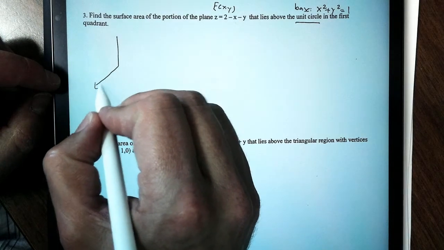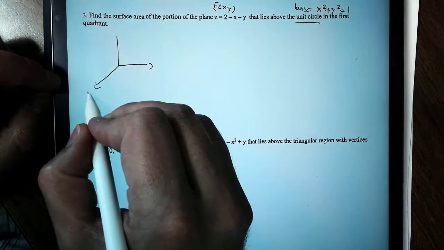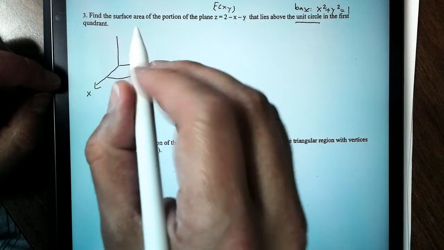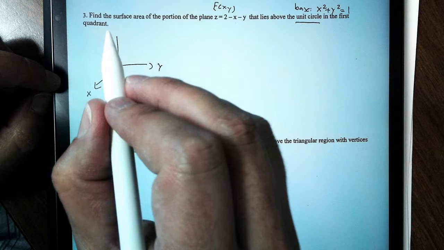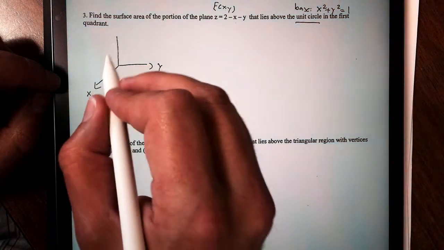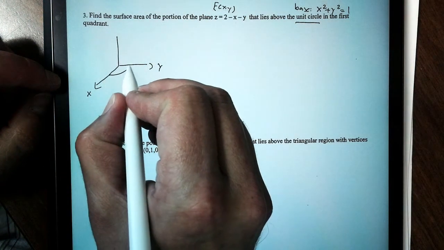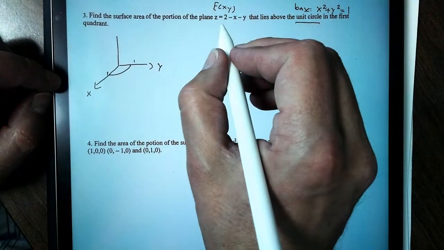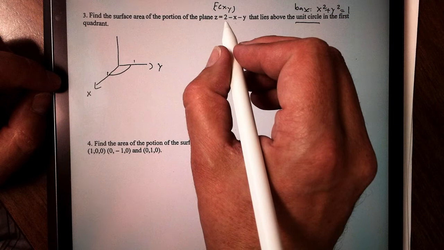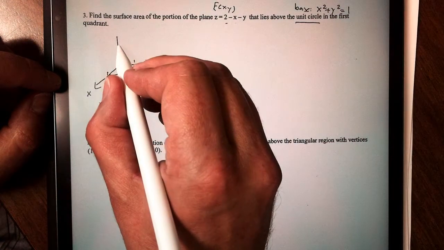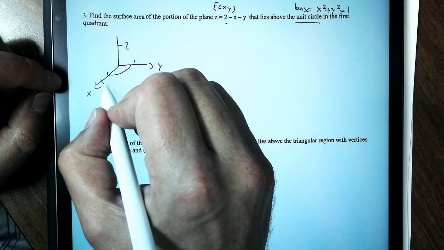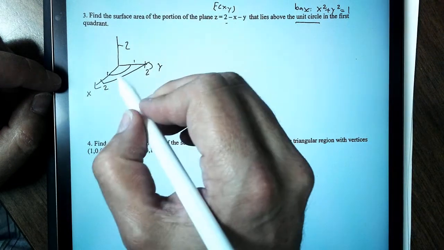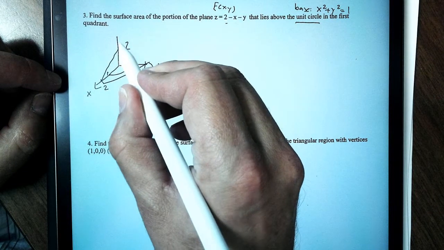If we graph this in 3D, in the first quadrant, we have our circle. Okay, we have our circle, and we know it has a radius of 1 on both sides. And let's go ahead and graph our plane. Of course, all the intercepts here are 2, so the z is 2, x is 2, and y is 2, and I can graph this. They did that purposely so it won't intersect.